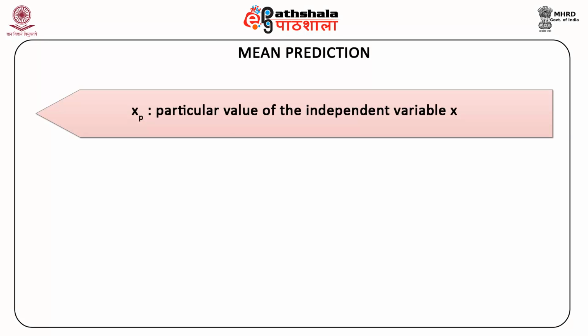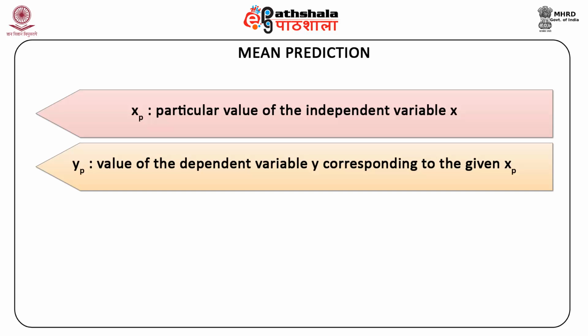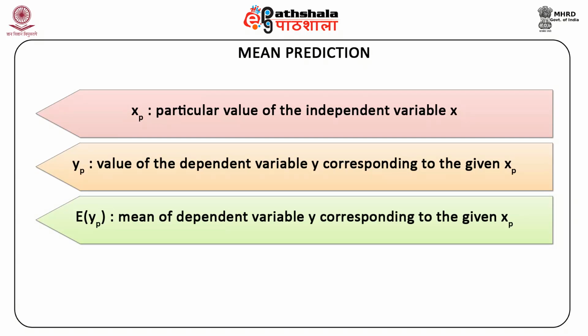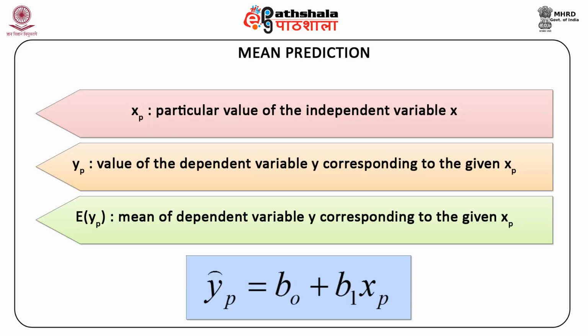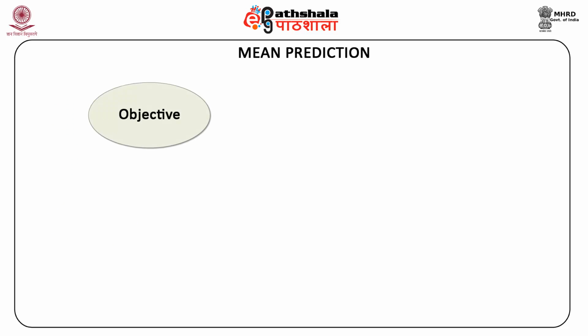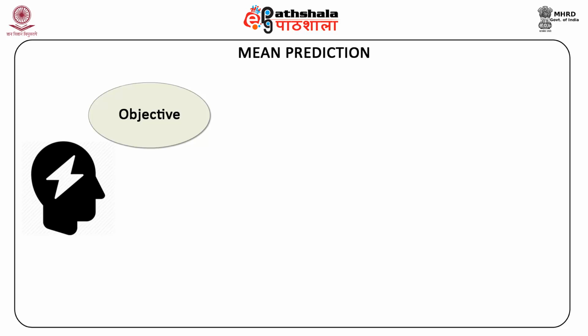Xp is the particular or given value of the independent variable x. Yp is the value of the dependent variable y corresponding to the given xp. E(Yp) is the mean or expected value of the dependent variable y corresponding to the given xp. Yp hat is equal to B0 plus B1 xp, the point estimate of E(Yp) when x is equal to xp. Since our objective is to know how close yp hat is to the true mean value of y, we have to make an inference about the sampling distribution of yp hat.